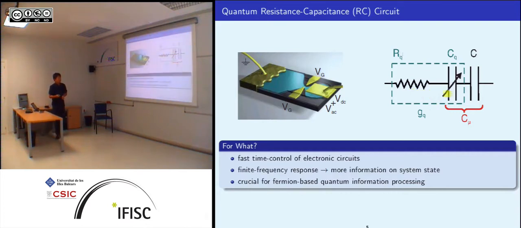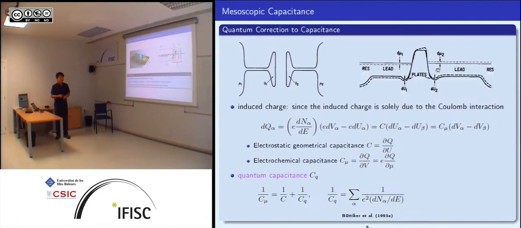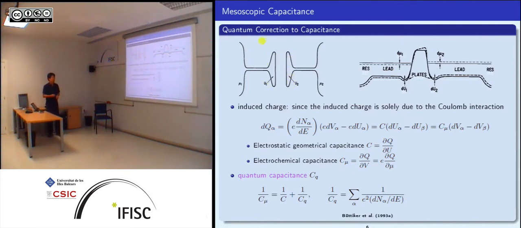So we are mostly concerned with the capacitance and resistance. First look at the capacitance. The capacitance is determined by the Coulomb interaction between electrons. Usually the capacitance is determined by its geometry, so this capacitance is known as the electrostatic geometrical capacitance. It is a well-known capacitance. But there is more in mesoscopic systems.